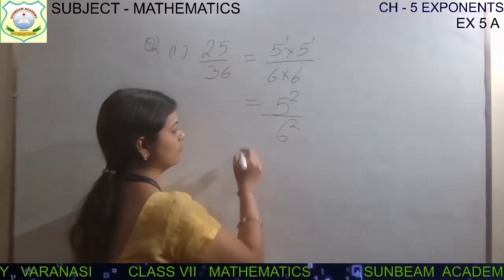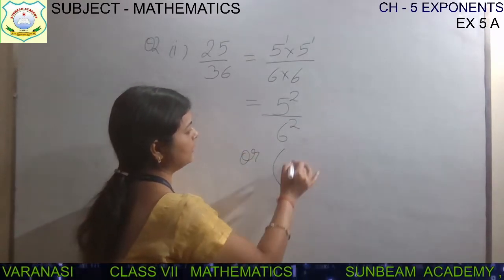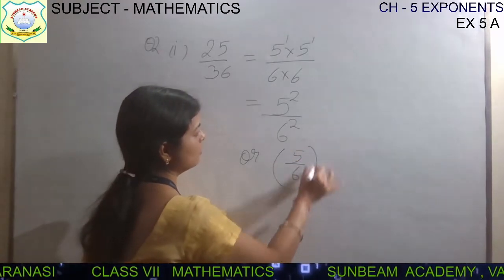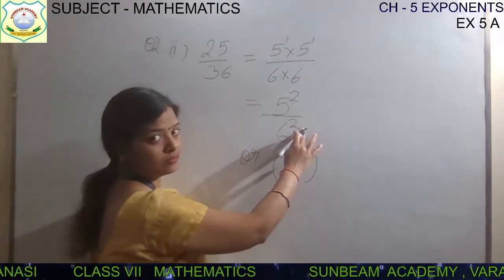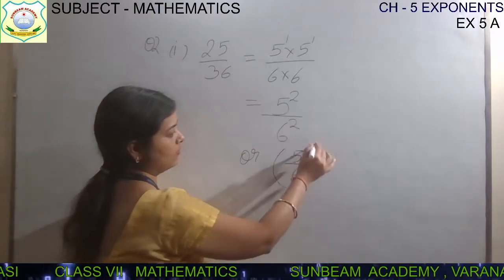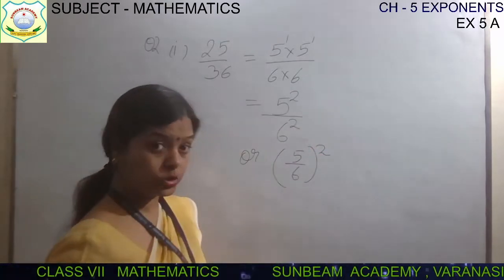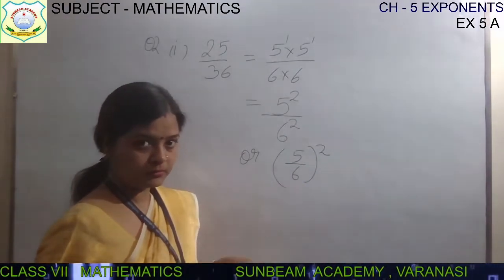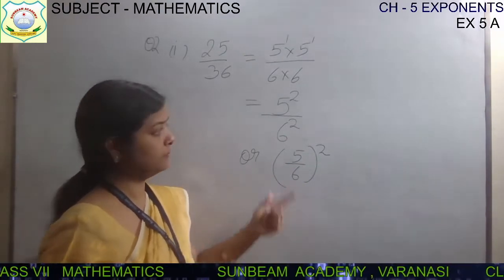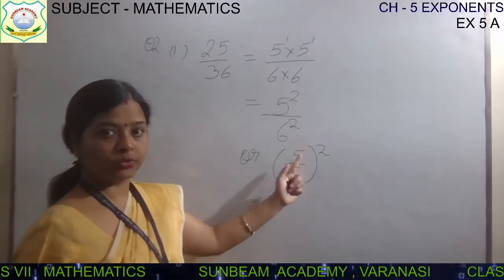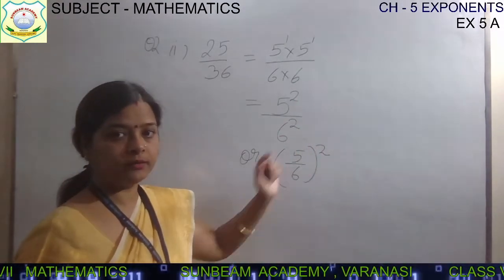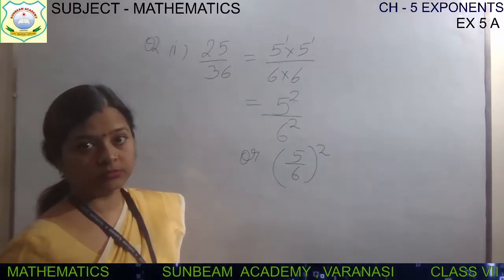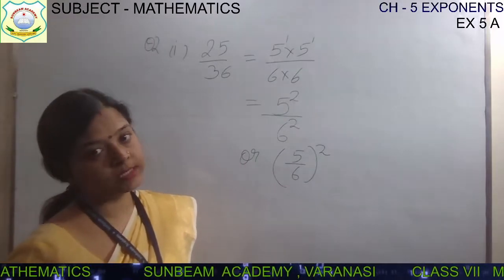Or you can make it more simpler. You can write it as 5 by 6, because both were having the same power, so you can write it in this way also. It is also correct, and this is more simplified form. Both have power 2, so you can write it all together in a bracket, whole to the power 2. So this is how we have to do such type of question.